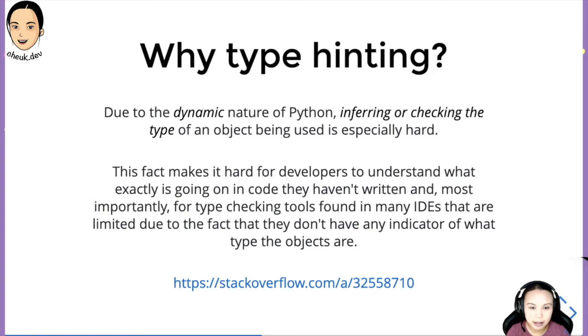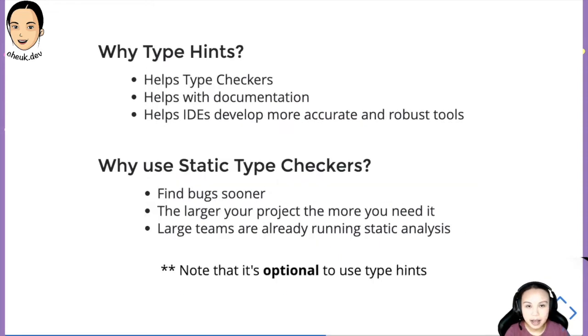Okay. I found this very good answer on Stack Overflow that has a very detailed explanation of it. I will go through some of the explanation here, and also we'll do some hands-on work with the type checker itself. Okay. So why type hinting? We have briefly talked about that. This is just bullet points.